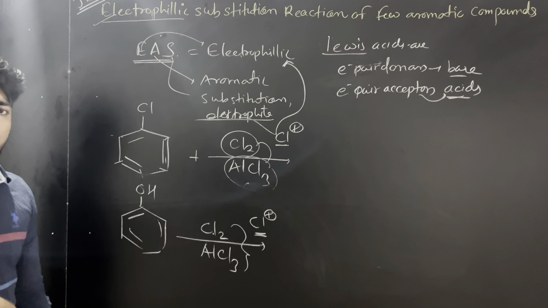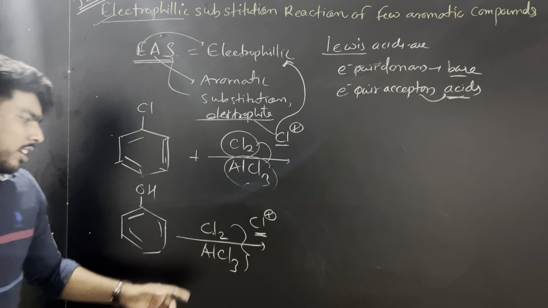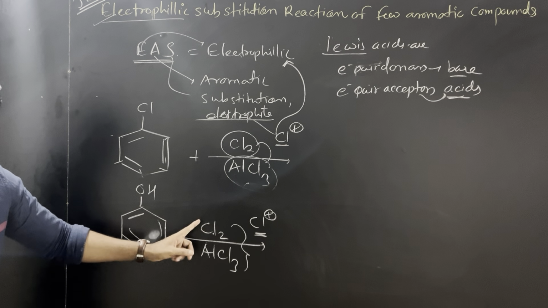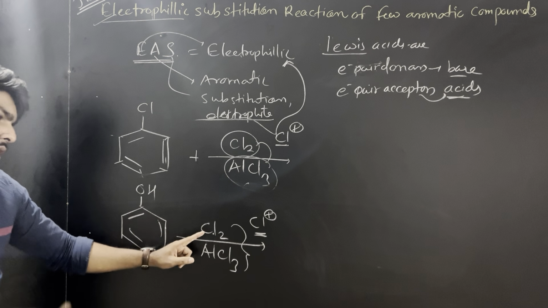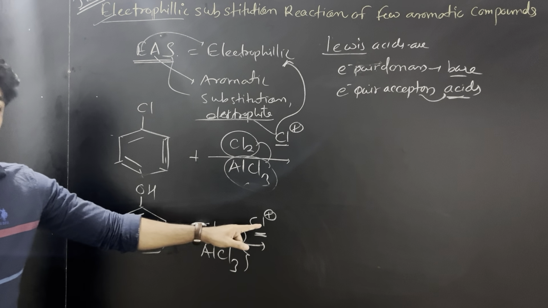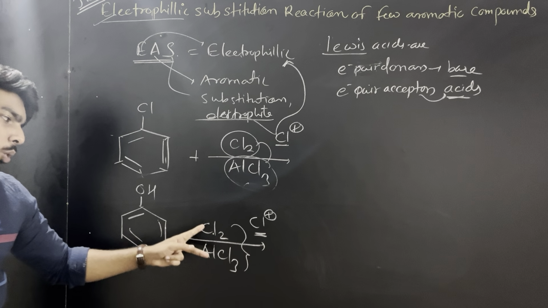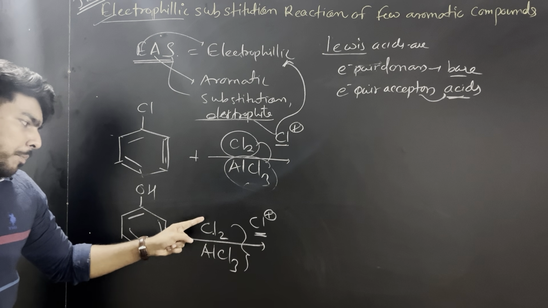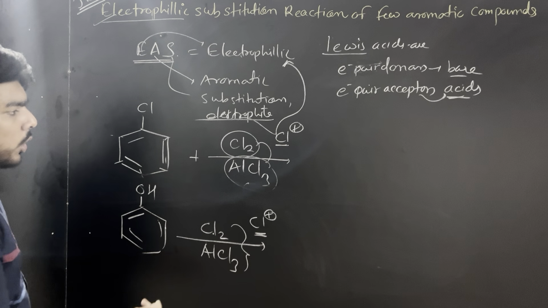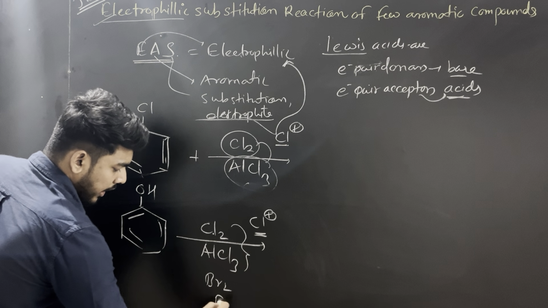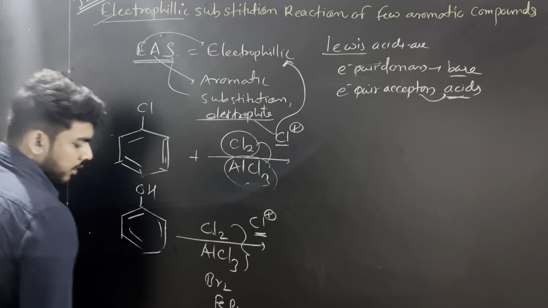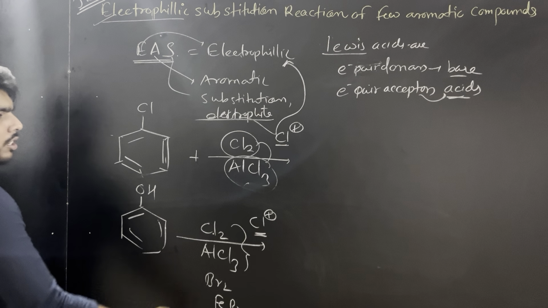Now onwards, I won't show you the reaction between these two. If you see Cl2 and AlCl3, I will directly write Cl plus as the electrophile. We should remember how a few electrophiles are generated. For example, if I take Br2 and FeBr3, tell me which electrophile will be generated?